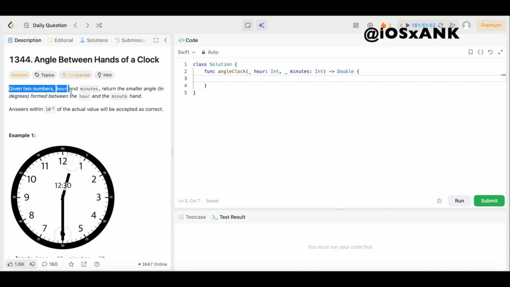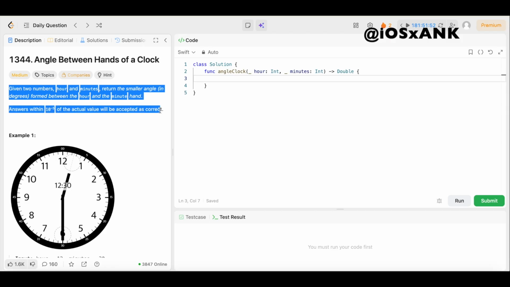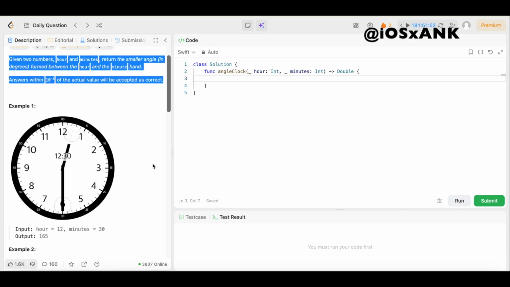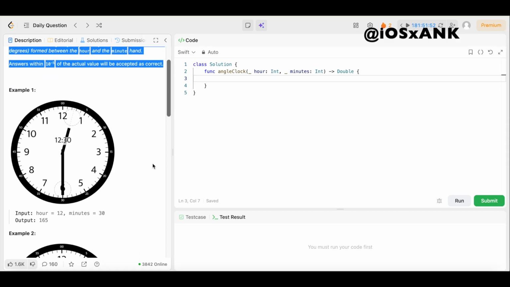Given two numbers, hours and minutes, return the smaller angle in degrees formed between the hour and the minute hand. Answers within 10 to the negative 5 of the actual value will be accepted as correct. All right, y'all, that sounds simple at first, but let's take a look at these examples just to make sure that we're doing this problem correctly.